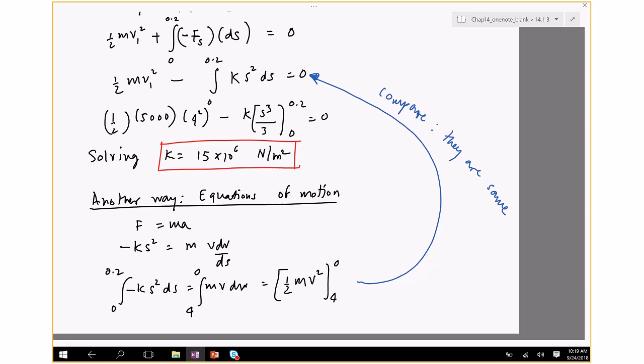The difference you see is that in this case, I have to integrate both sides, ks squared and mv dv/ds. But in the first way, I just have to integrate ks squared ds. In fact, if it was a linear spring, then I wouldn't have to do that integration. I would have just put half k times s2 squared minus s1 squared. But this is a non-linear spring, so I need to carry out the integration. So this is showing you that you can do the same problem in two ways. What we're going to learn in this whole chapter are tricks to make it easy to compute the integration. Okay, any questions?